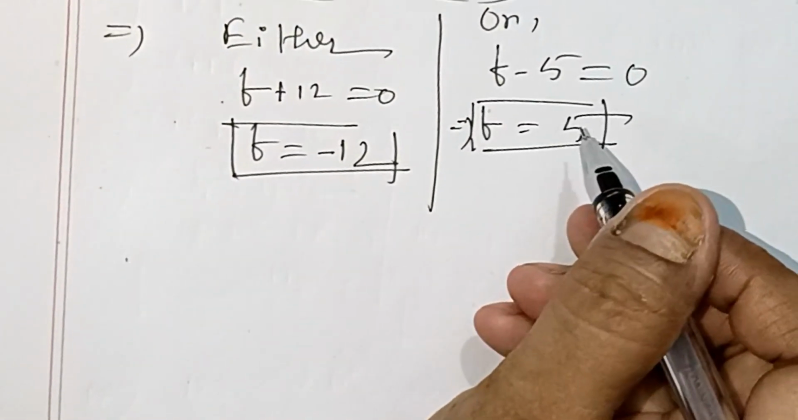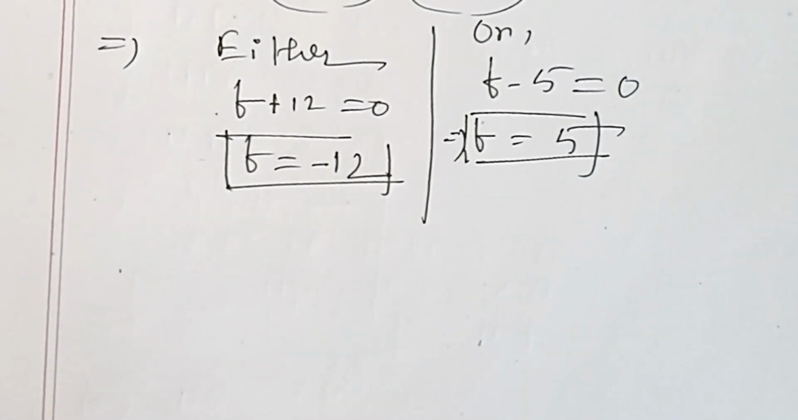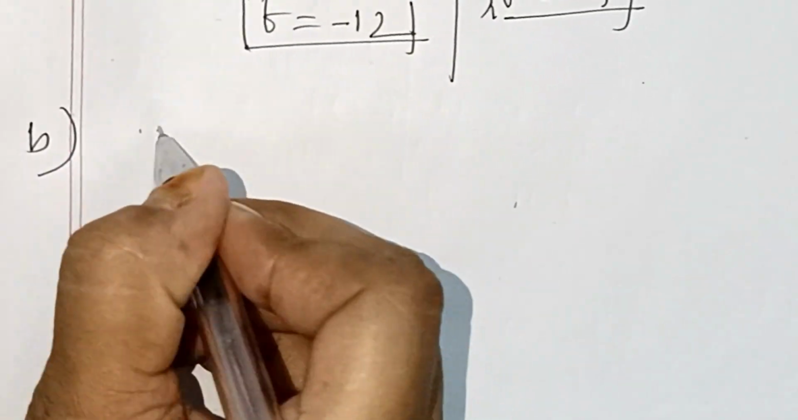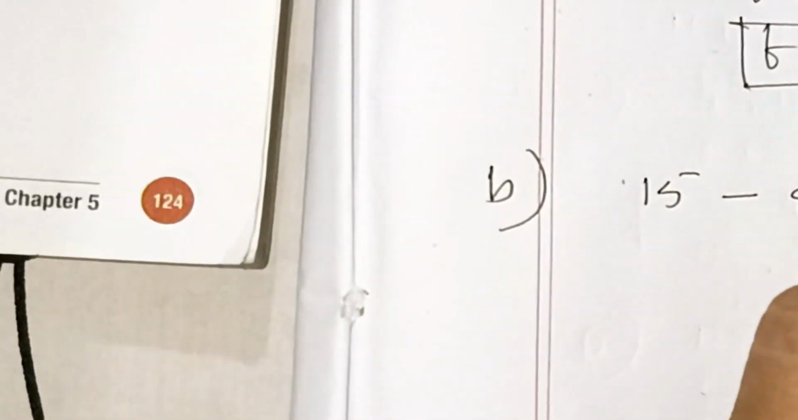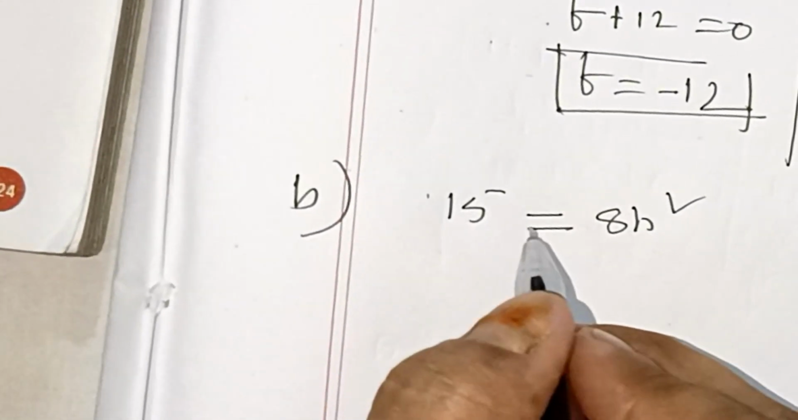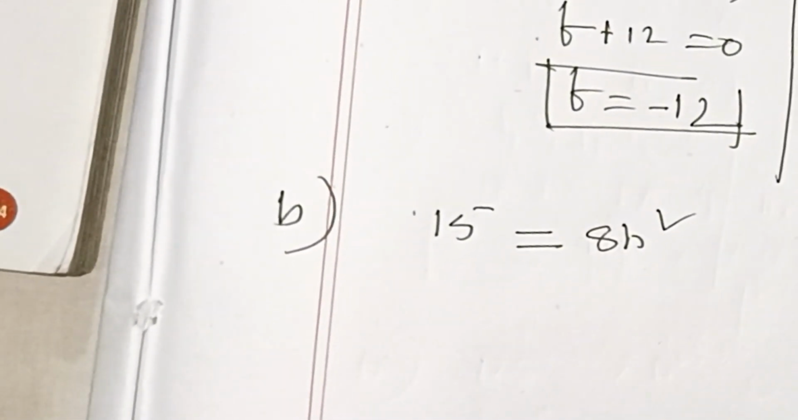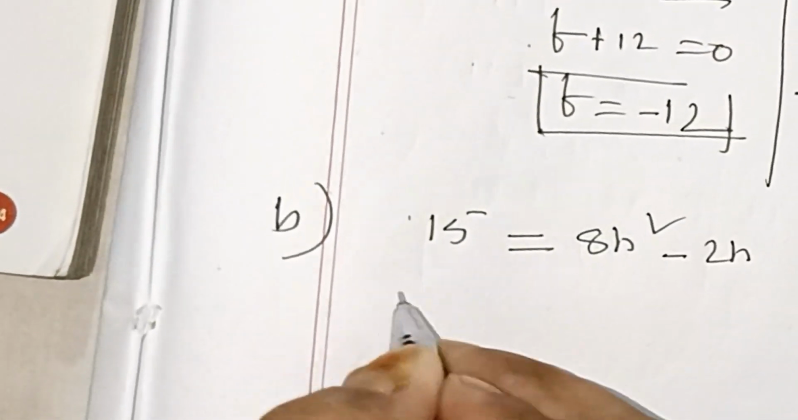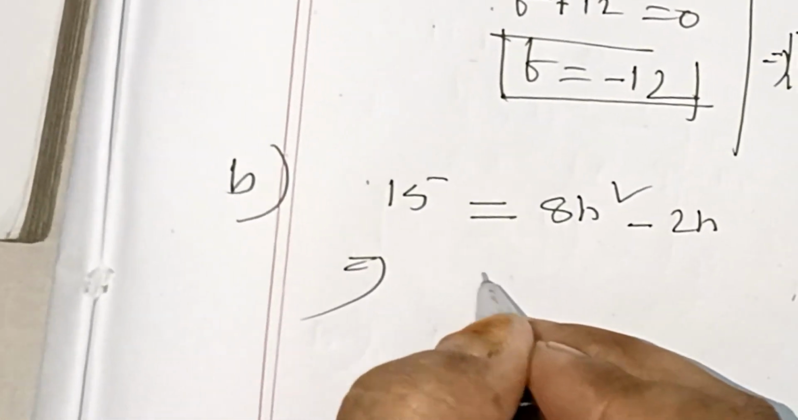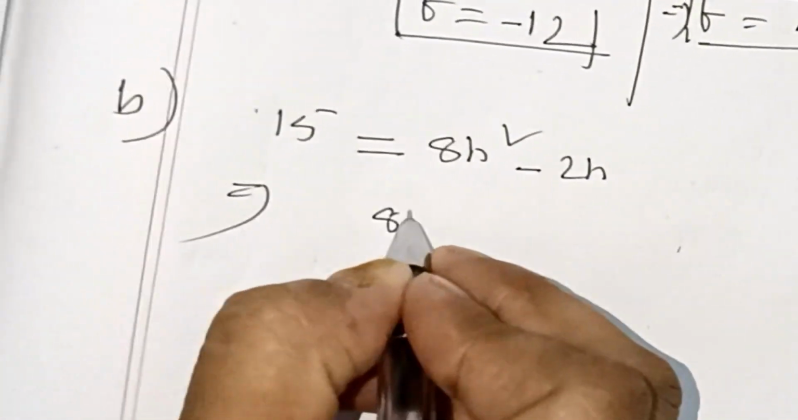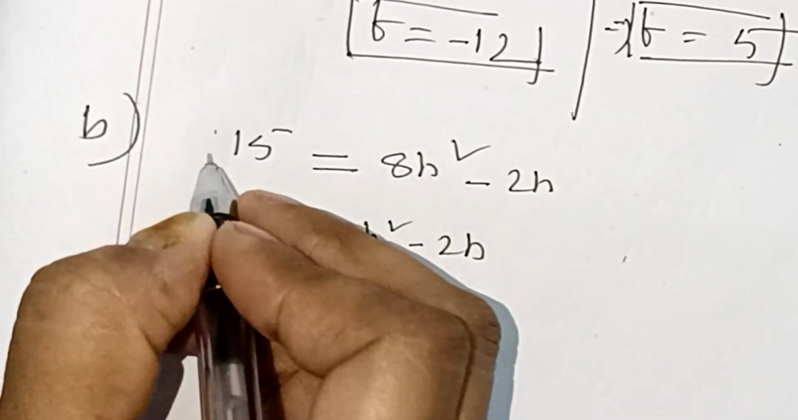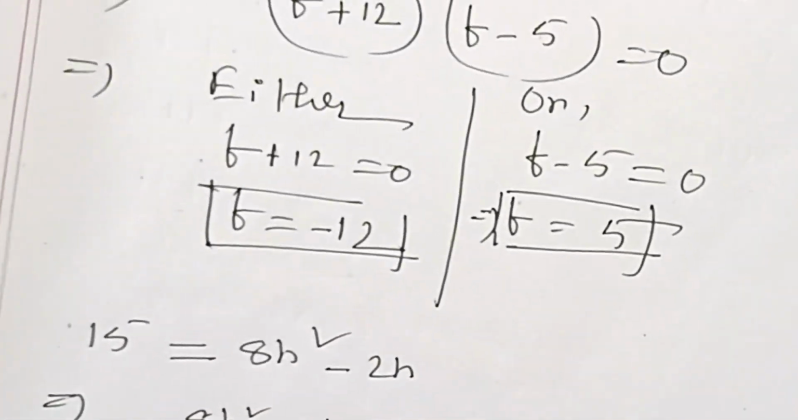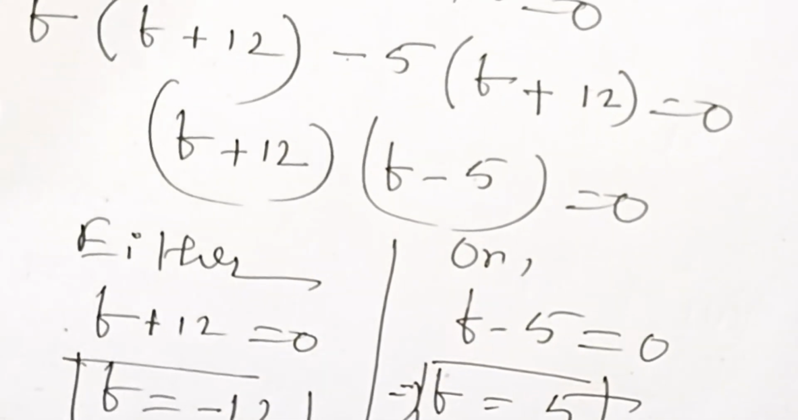We get two solutions here. Okay, now b. 15 is equal to, see this question, 15 is equal to 8h square minus 2h. Okay, fine. At first we rearrange 8h square minus 2h. 15 on the left hand side will be changed on the right hand side, minus 15 is equal to 0.